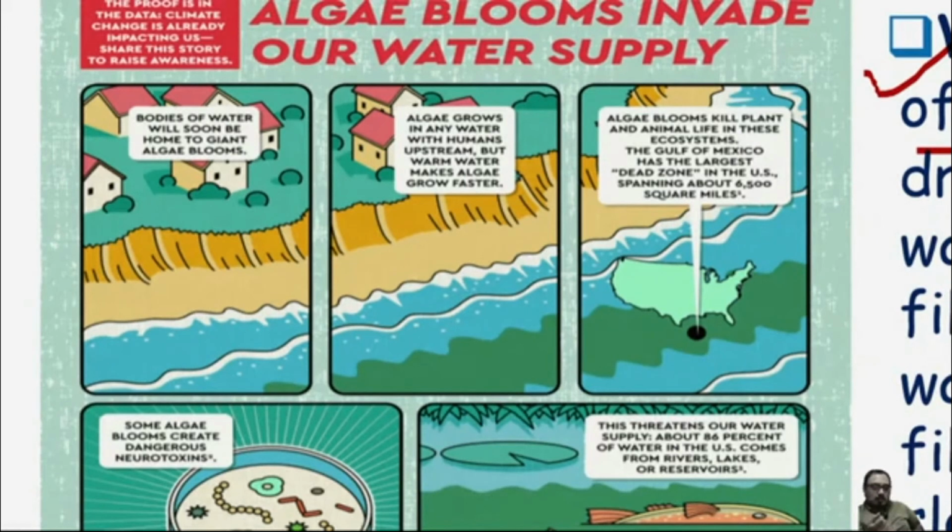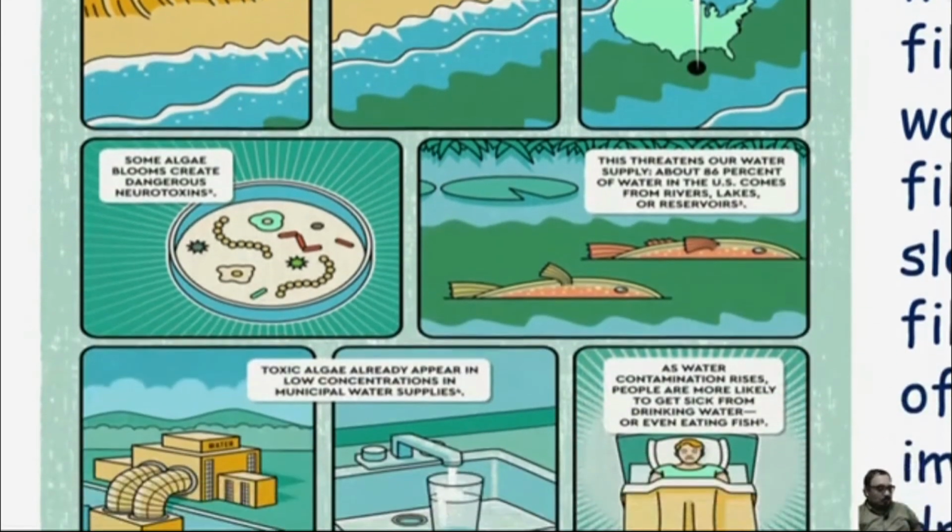Now what happens? As the population or the growth of the algae increases, which is basically known as algal blooms, they kill the plant and animal life in these ecosystems. For example, the Gulf of Mexico has the largest dead zone in the US, spanning about 6,500 square miles. And some algal blooms can also create dangerous toxins.